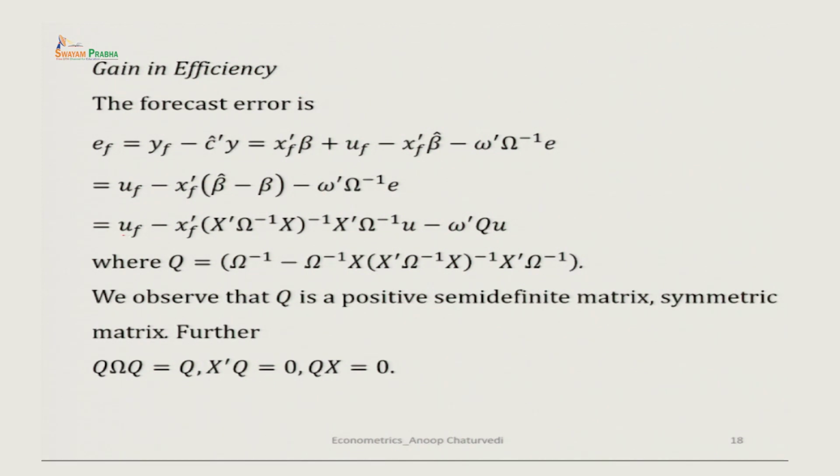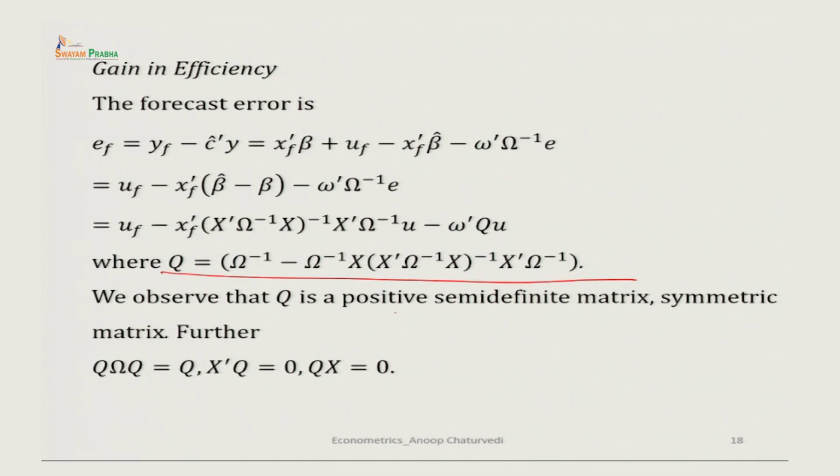And then this is equal to uF minus xF transpose, you can write beta hat minus beta equal to X transpose omega inverse X inverse X transpose omega inverse u. Then you have the last term, omega transpose omega inverse u, and then you can write omega inverse u as say capital Q u, where capital Q is equal to omega inverse minus omega inverse X, X transpose omega inverse X inverse X transpose omega inverse. So, this is the expression for Q.